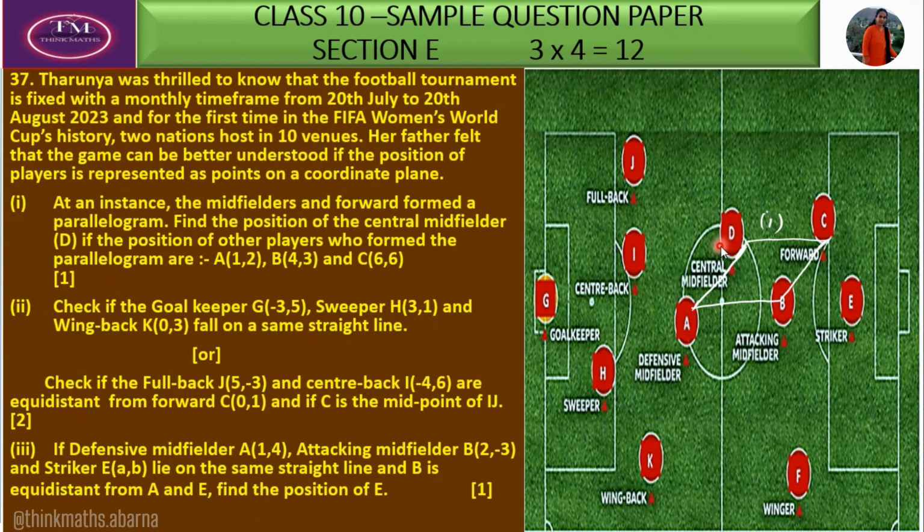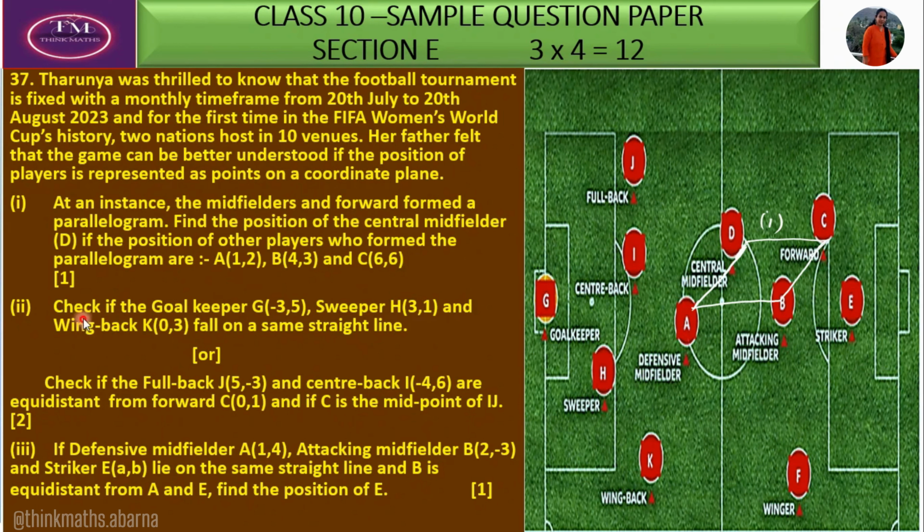Find the position of the central midfielder D if the position of other players who formed the parallelogram are A of 1, 2, B of 4, 3 and C of 6, 6. So this question carries 1 mark. So from the parallelogram, we have to find out the position of D using coordinate geometry. That is using the distance formula, midpoint formula or section formula, anything.